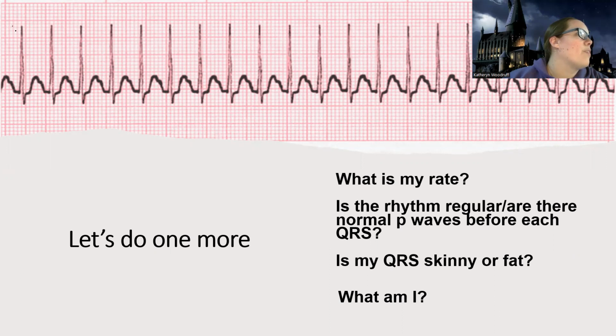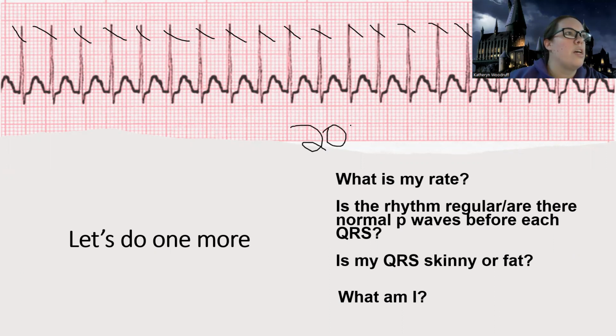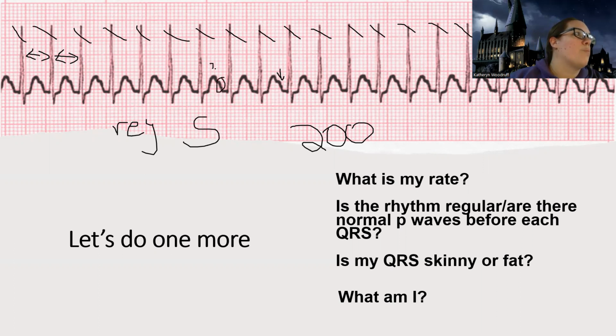So what's my rate? Let's see. 1, 2, 3, 4, 5, 6, 7, 8, 9, 10, 11, 12, 13, 14, 15, 16, 17, 18, 19, 20. So I've got a rate of 200. It looks pretty regular. There's the same distance in between each one, so I'm going to say it's regular. Is there a P wave I can see? It almost looks like there's a P wave here in this little notch, but I can't discernibly say there's a P wave for every QRS. There's something weird about the P waves, but I have a skinny QRS. So I'm going to put a question mark for the P waves.